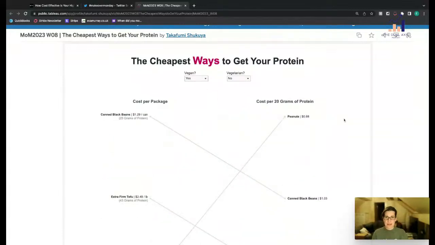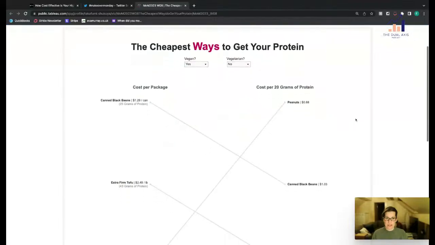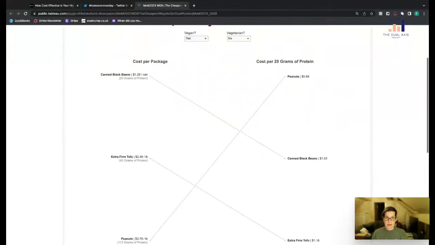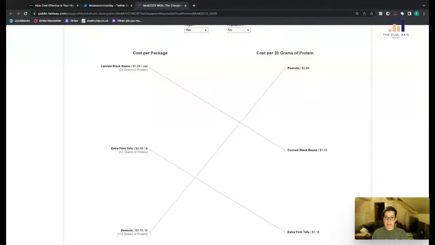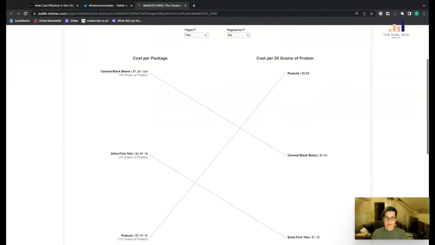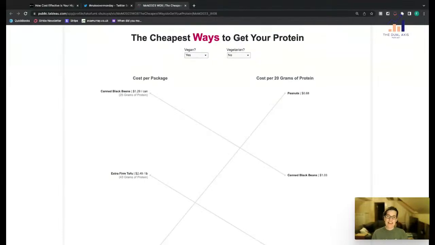So let's pick vegan protein sources. Oh, this is quite limited, isn't it? So there's black beans, there's tofu, and there's peanuts. How predictable. And the interesting thing is, obviously the data set is limited to the cheapest ways, or how much it costs you to get your protein.